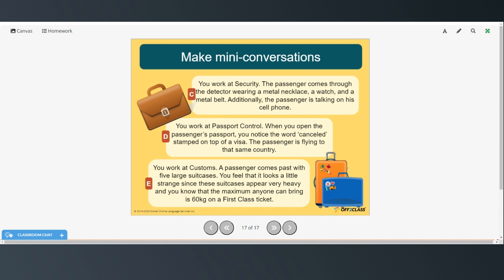And finally, you work at customs. A passenger comes past with 5 large suitcases. You feel that it looks a little strange since these suitcases appear very heavy, and you know that the maximum anyone can bring is 60 kilos on a first class ticket. So, again, write your own dialogue about what kind of conversation might take place between the customs agent and the passenger. And that brings us to the end of today's video.